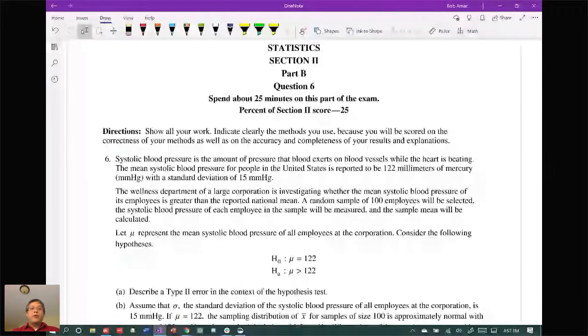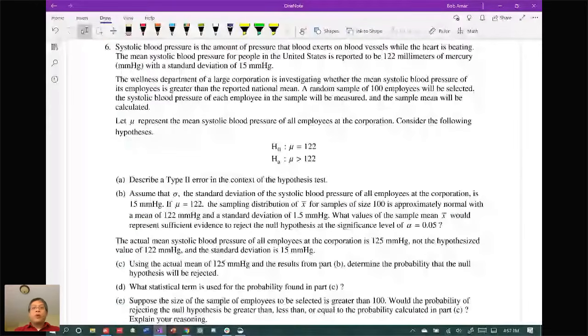All right, systolic blood pressure is the amount of pressure, and so on. The mean systolic blood pressure is reported to be 122 millimeters of mercury with standard deviation 15. We're going to select a random sample of employees within this very large corporation, and then calculate the sample mean. So this is a one mean t-test, a t-test for a population mean, and you see that it's one-sided.